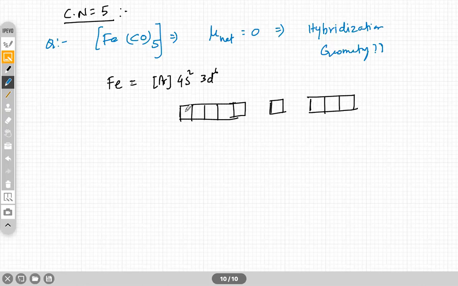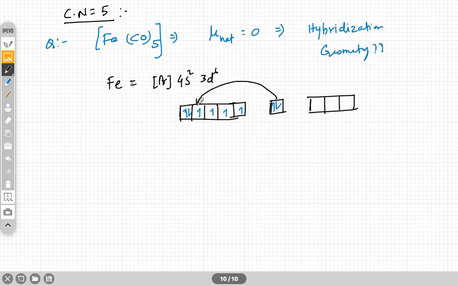4s2 3d6. So 1, 2, 3, 4, 5, 6, and 4s2. But since it is a strong field ligand, CO, the arrangement goes against Hund's rule, right? So these two electrons will jump into the inner shell. This comes over here, this comes over here, and this also will jump here in this shell. After this rearrangement, the orbital diagram is this.